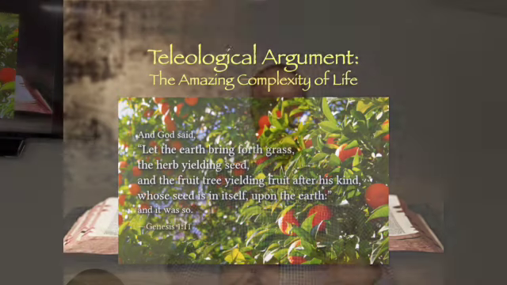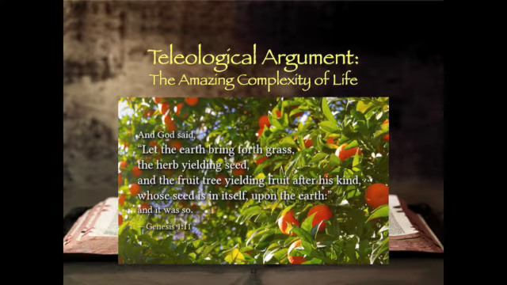And in Genesis 1:11, it says, "And God said, let the earth bring forth grass, the herb yielding seed, and the fruit tree yielding fruit after his kind, whose seed is in itself upon the earth. And it was so." So that was the first of the creation of life in Genesis 1:11.